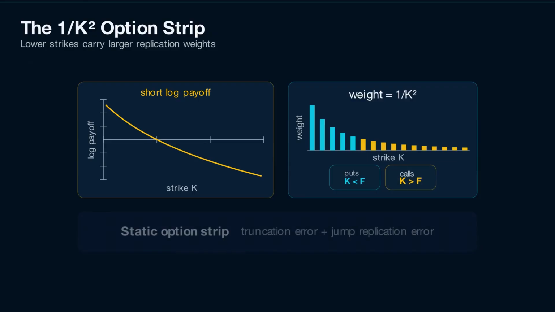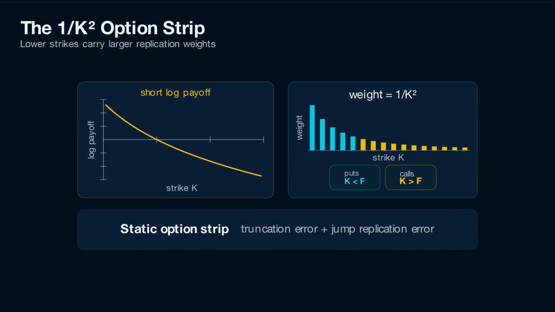This means that to replicate a variance swap, you hold puts and calls spanning all available strikes, with each option weighted inversely proportional to the square of its strike price. Lower strikes receive higher weights. Very high strikes contribute very little. The weights look like a downward-sloping curve when plotted against strike.